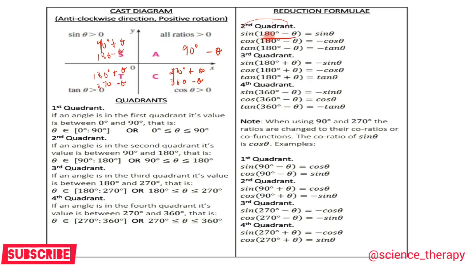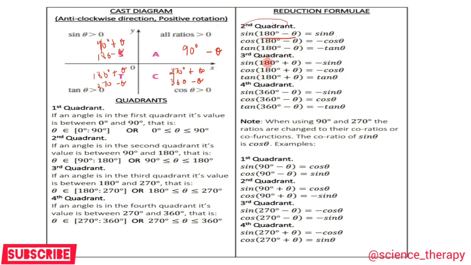Then we have cos 180 degrees minus theta. That's what is cos in the second quadrant. Cos is negative in the second quadrant, so it reduces to negative cos theta. And then what about tan? How is tan in the second quadrant? Tan is negative, so it reduces to negative tan theta, right? So this is how you deal with this.